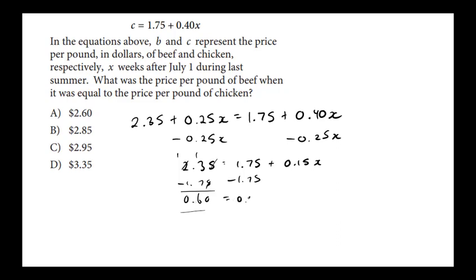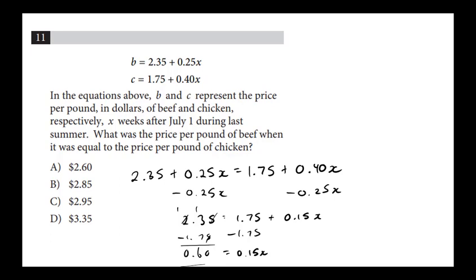60 cents is 0.15 times x. So the value of x has to be 4. 0.15 times 4 gives you 0.6. And now all I have to do is sub it into one of these equations. They're both going to work. So I'm going to sub it into this one because that goes to $1, which makes it easy. So 2.35 plus $1 is this one. So the answer is D.